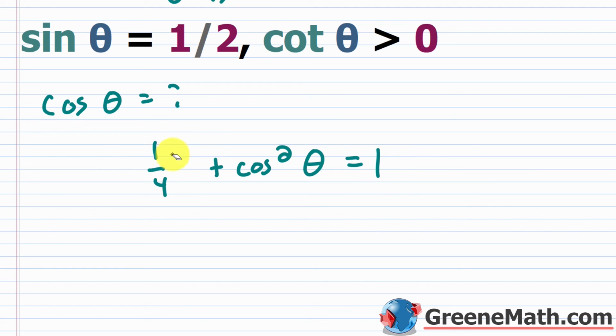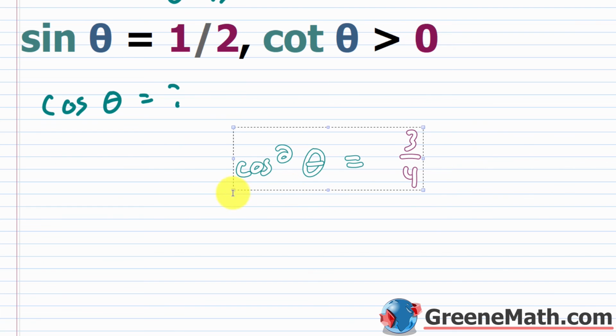So for simplicity, let's just erase it from here and subtract it away from over here. And I'm going to write this 1 as 4 over 4, so I have a common denominator. So then I would have 4 minus 1, which is 3, over the common denominator of 4. So now what I have is the cosine squared theta is equal to 3/4.